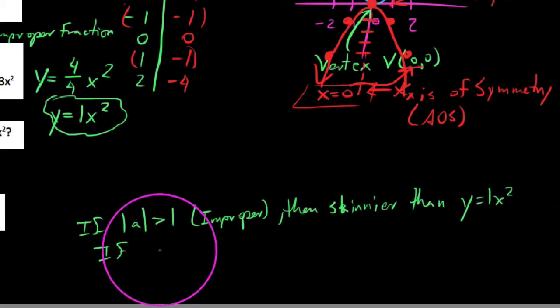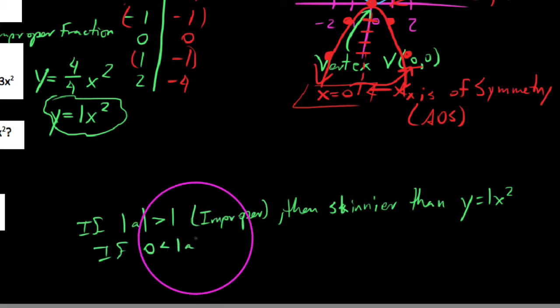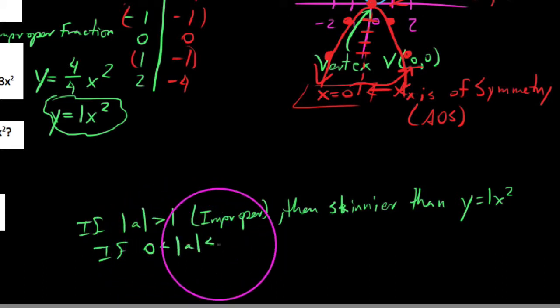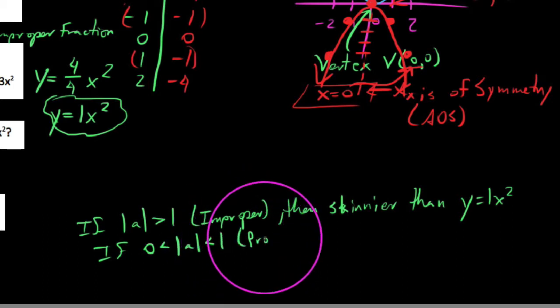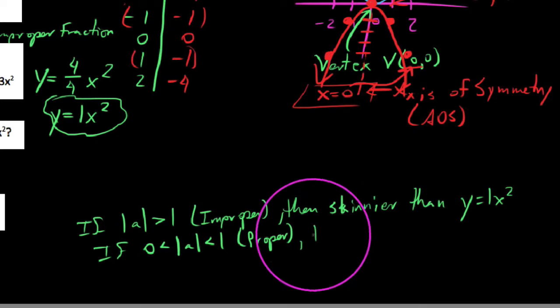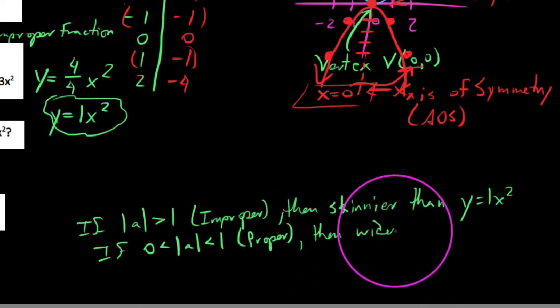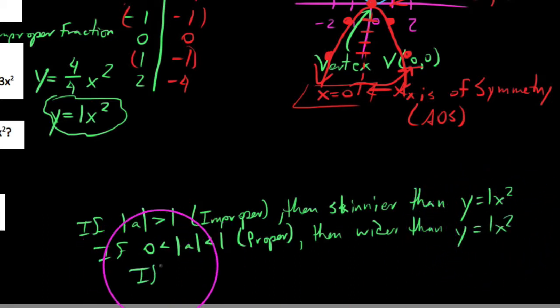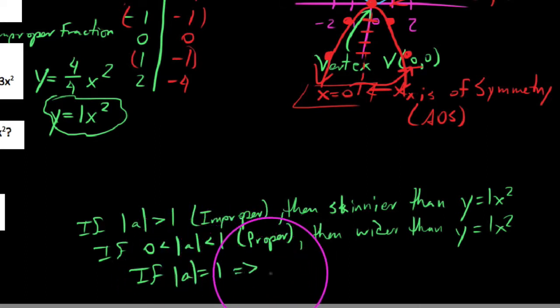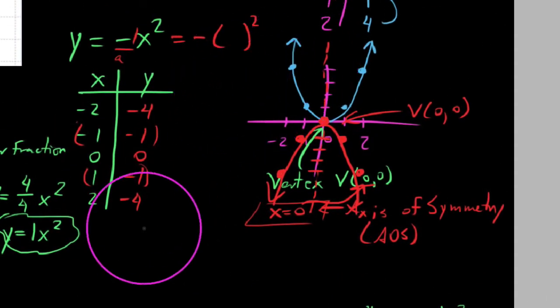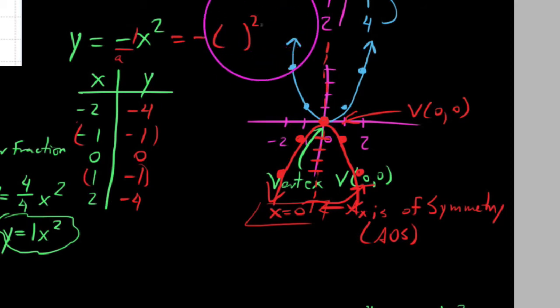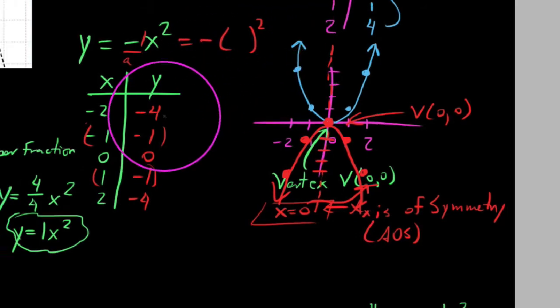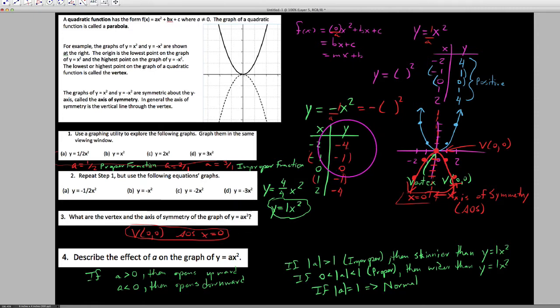If, however, the absolute value of a is somewhere between 0 and 1, in other words a proper fraction, where the bottom is bigger than the top, then it is wider than y equals 1x squared. And if the absolute value of a equals 1, then we say normal width. This is our normal graph that we saw up here at the top. Very true about a, those things. So this is a basic rundown of what we mean by quadratic functions, their parabolas, and the effect of a upon the graph. Cheers.